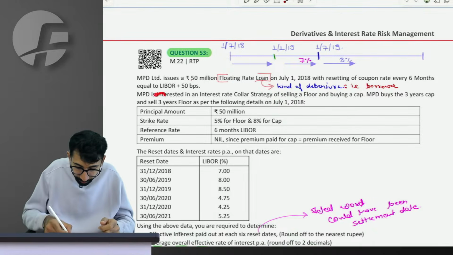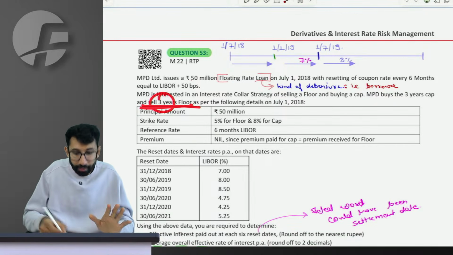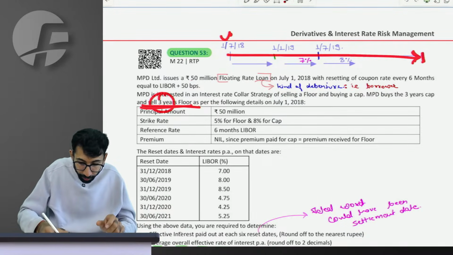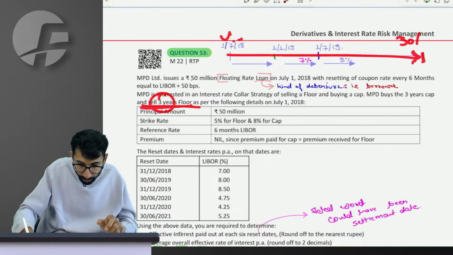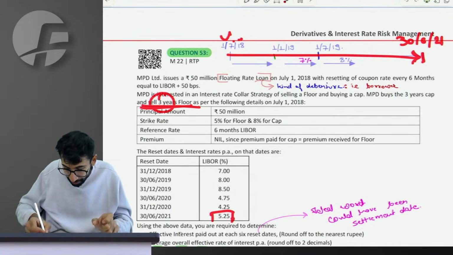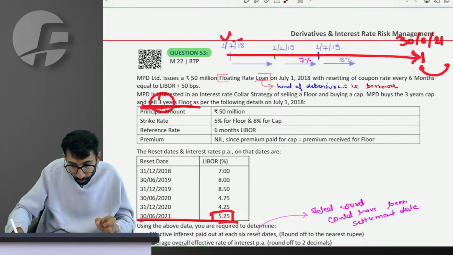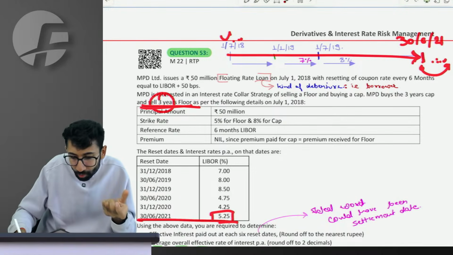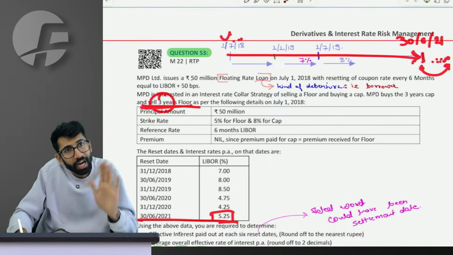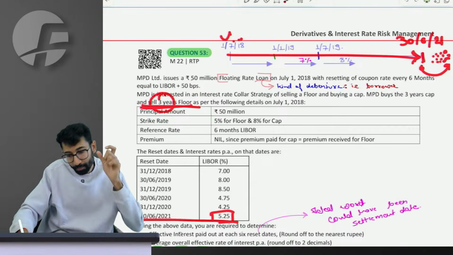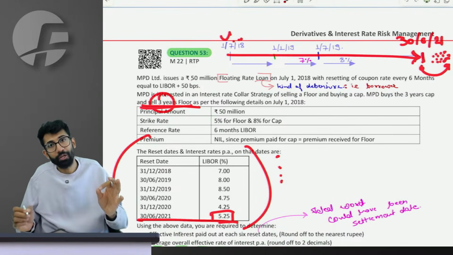Please think logically. If this is for a period of 3 years, when would my 3 years get over? From 1/7/18 to 30th June 21, my 3 years will get over. But the last reset date, 30th June, would be applicable for a further 6 months. How would I do the net settlement after the contract has expired? Are you understanding? That is why they tried to rectify without applying their brain. But unfortunately, we will have to continue with the rectified solution.